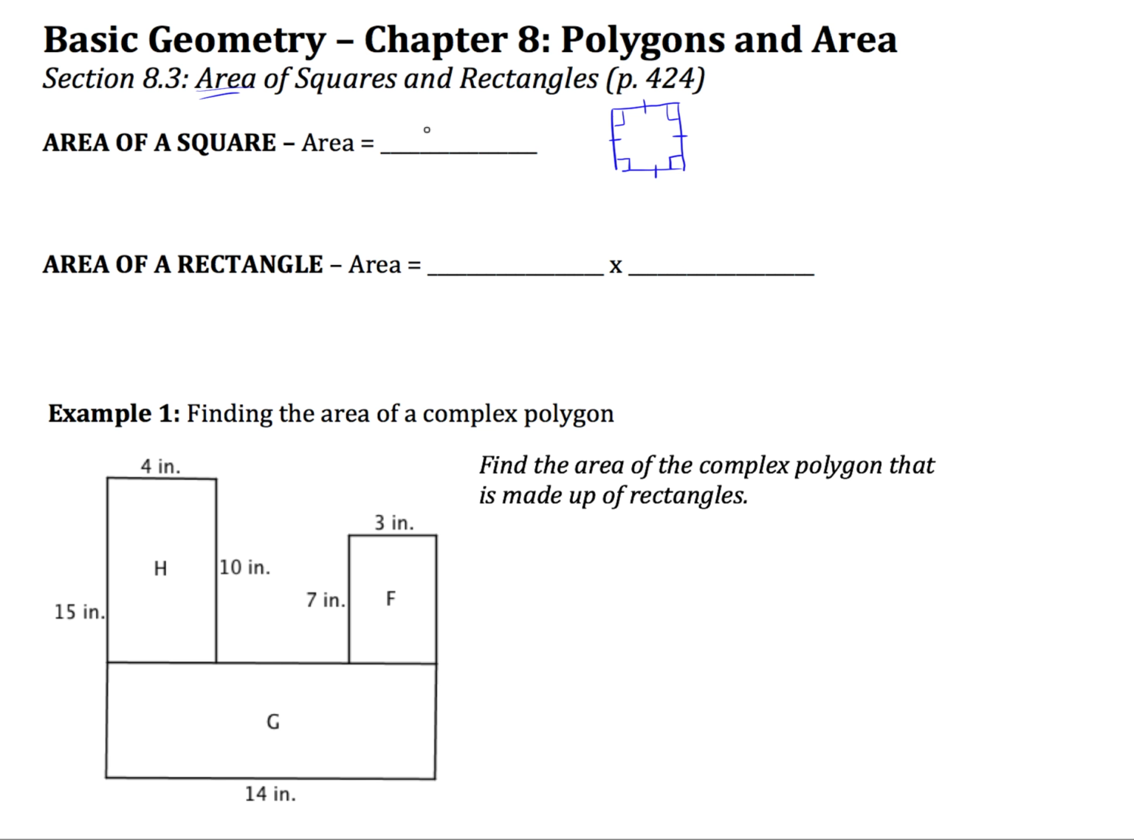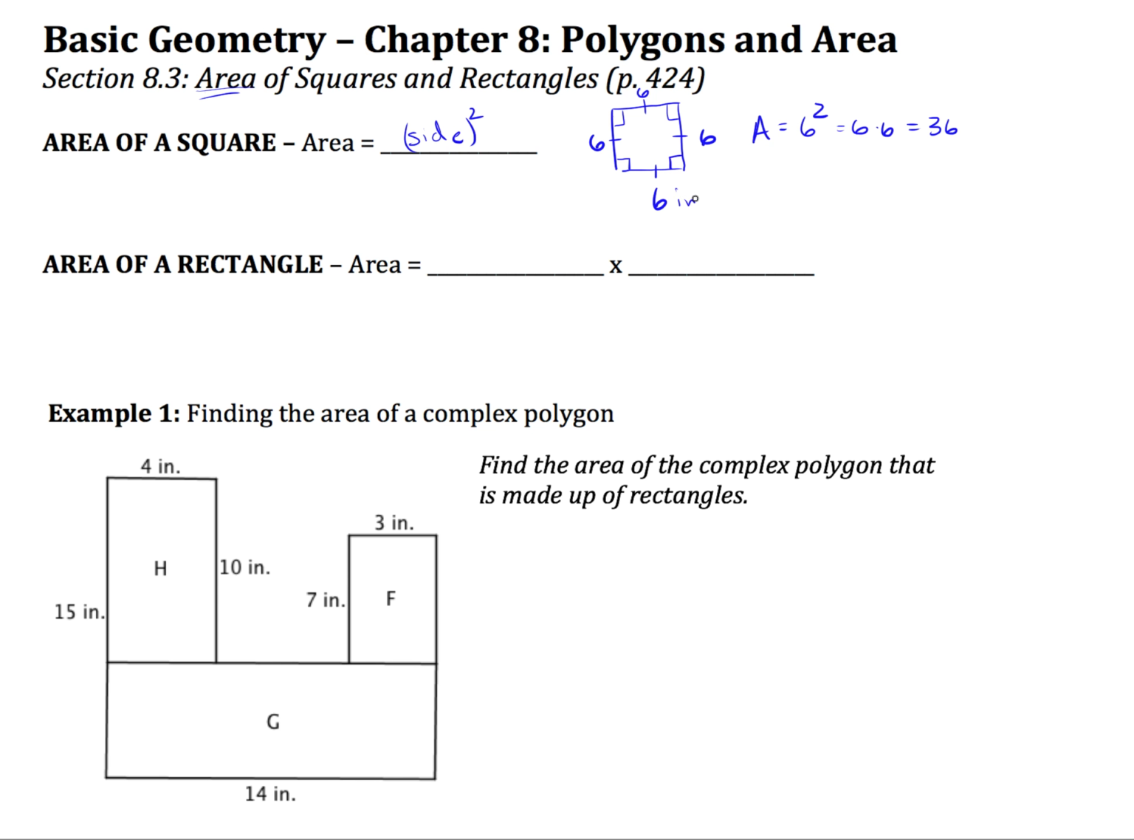The area of a square, to calculate it, you just take the side length and you square it. So if this shape had a side length of 6, in other words, if all of these sides were 6 units, then the area of this shape would be 6 squared. Now remember, when you do squared, you're not multiplying the 6 by 2, you're multiplying the 6 times itself. So we would be looking at 36 square units.